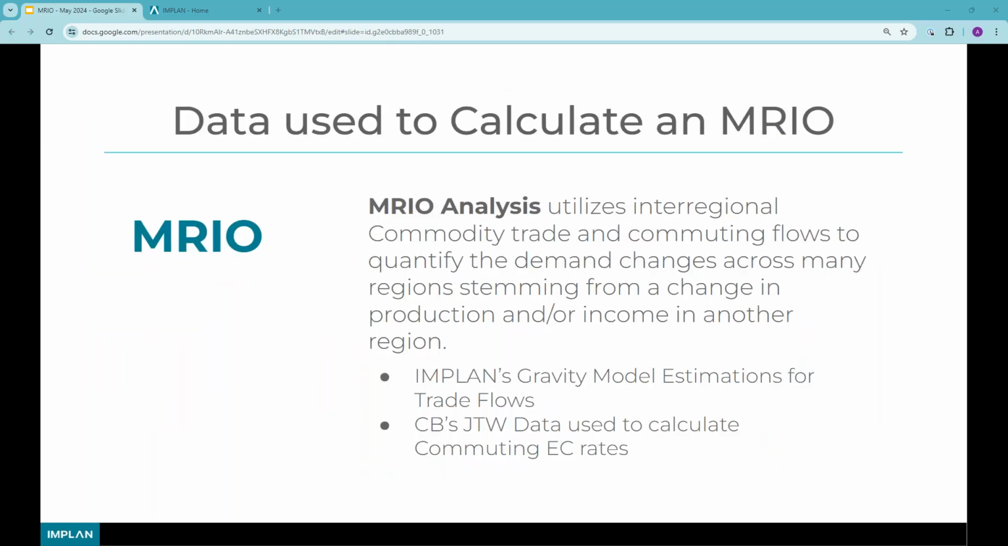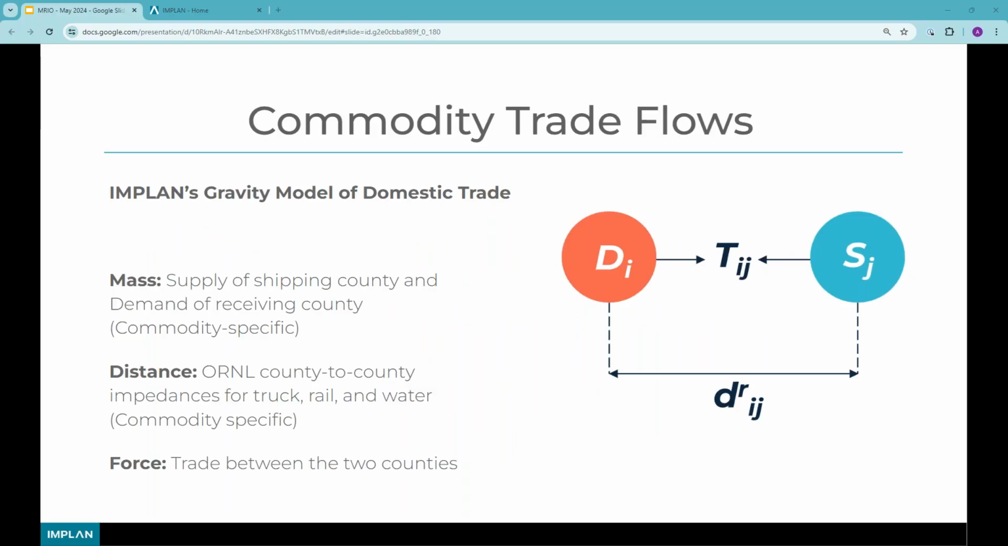So in order to accomplish the MRIO analysis, we need data on trade flows. Those are those goods and services and the commuting pattern of workers on a county-to-county basis. The commuting rates that we get here at IMPLAN are going to be derived from the US Census Bureau's Journey to Work data, but the trade flows are actually created by IMPLAN's data team using a gravity model. So I am by no means an expert on gravity model estimations, but I will do my very best here to explain it. So our trade flows are going to be based on this gravity model.